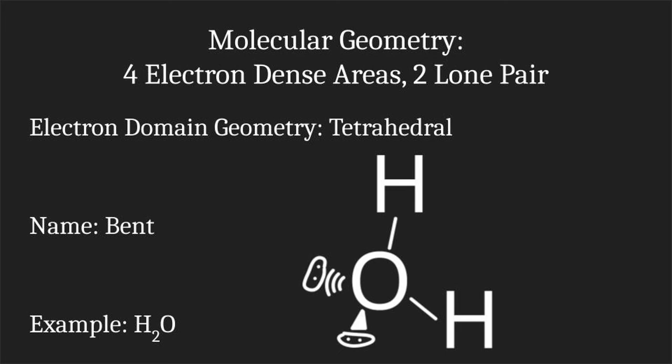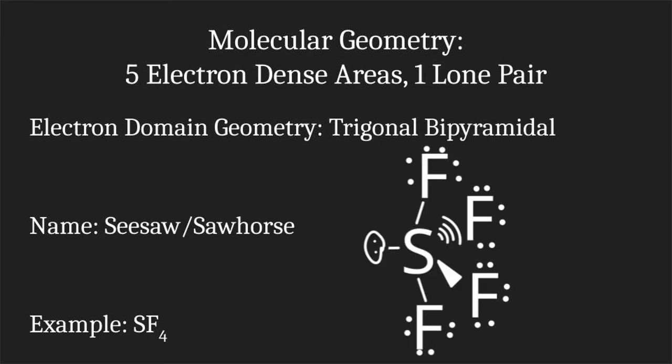This occurs when there are 2 lone pairs. You'll realize how we already talked about bent when we talked about 3 electron-dense areas and 1 lone pair. Some of the names do overlap as the structures are similar, even though there's more electron-dense areas. So a good example of a bent molecule with 4 electron-dense areas is water, or H2O, where the 2 lone pairs repel the hydrogens.